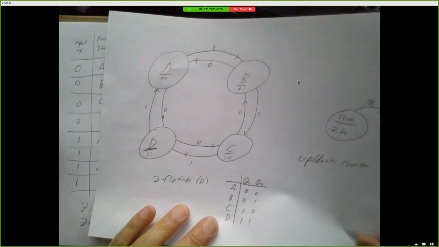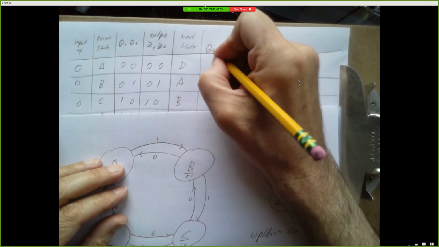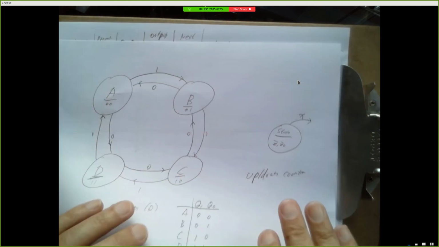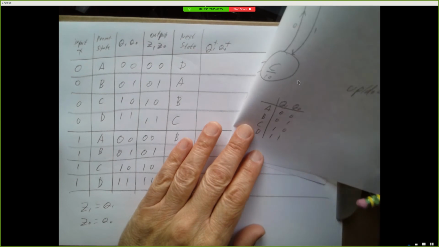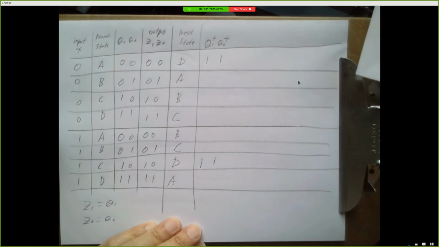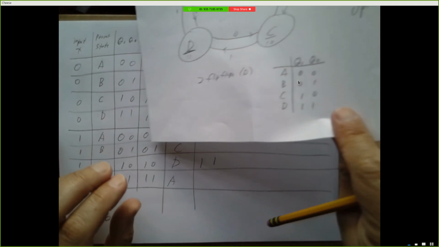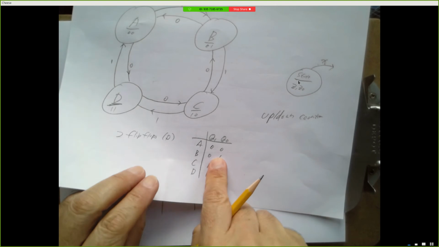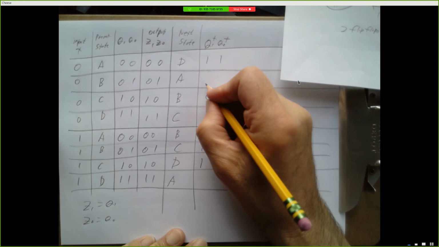All right, so continue with our state table. Let's fill in what we want the new values of Q1 and Q0 to be. Our table tells us if we want our new state to be D, then Q1 and Q0 should both be 1s. So here we should have a pair of 1s, here we should have a pair of 1s. If your new state should be C, then your flip-flop should be 1, 0. If your new state should be B, your flip-flop should be 0, 1. And A should be 0, 0.